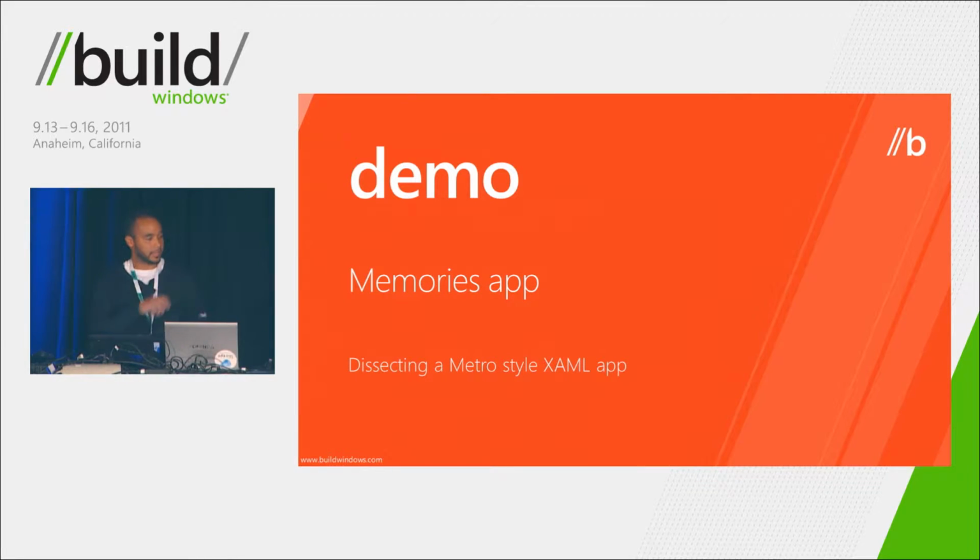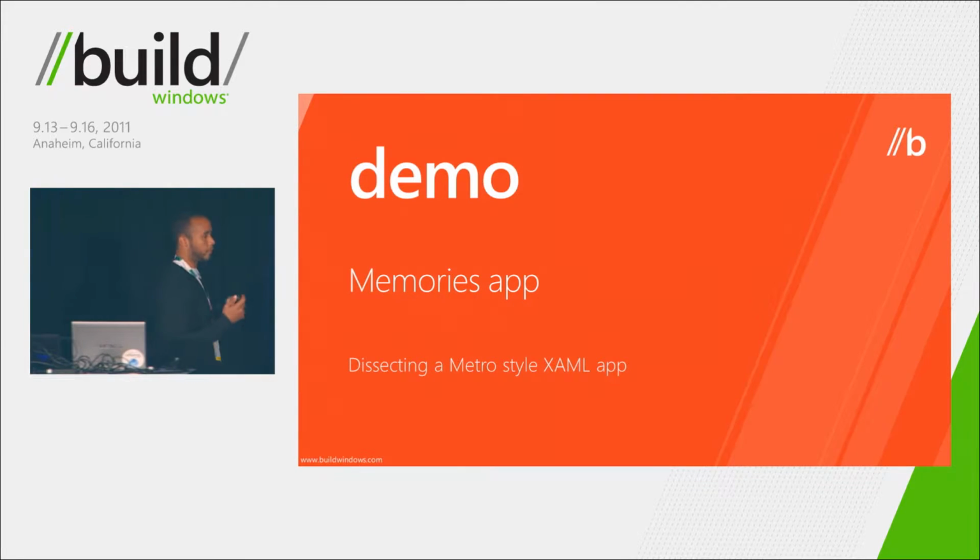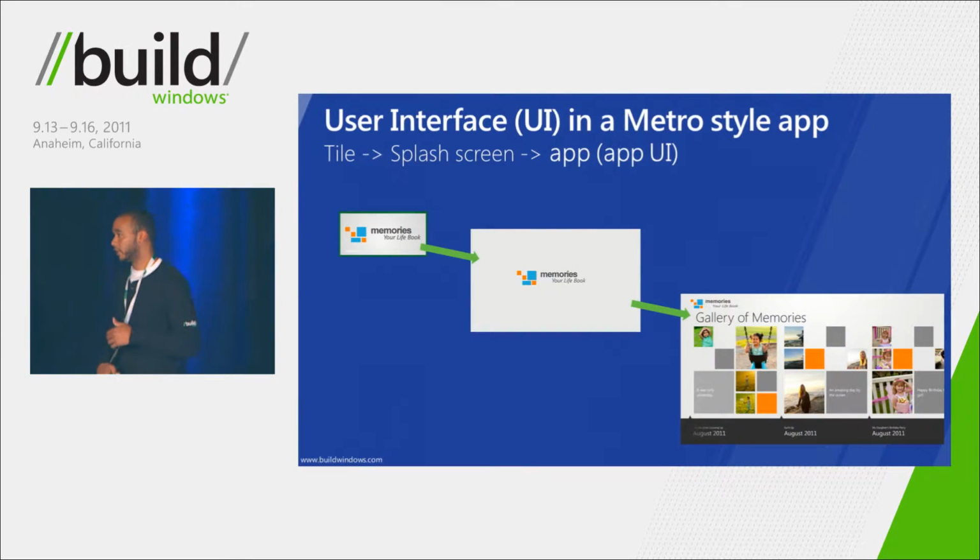So that was dissecting the Memories app. And again, the point of that was taking an app that we've already built, something you have in front of you today, that you can play around with, and I encourage you to do so, and showing you some of the paradigms that we think will be around for Windows 8 Metro style. So again, what did we see? We saw the tile, we saw the splash screen, and then we saw the app UI.